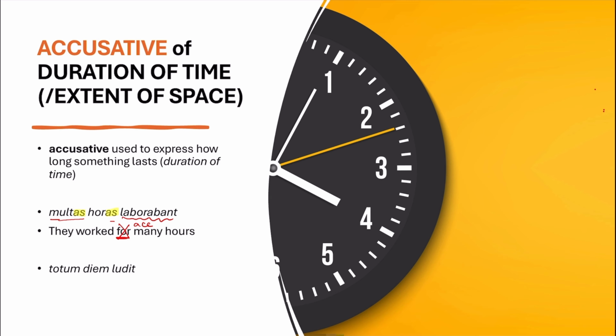Then look at another example, totum diem ludet. So then let's look at the second example, totum diem ludet, he plays for the whole day. So ludet, he plays, and then your totum diem, with the accusative endings there, is for the whole day. So again, you don't need the word for when you're translating it into Latin, just whole and day would go into the accusative.